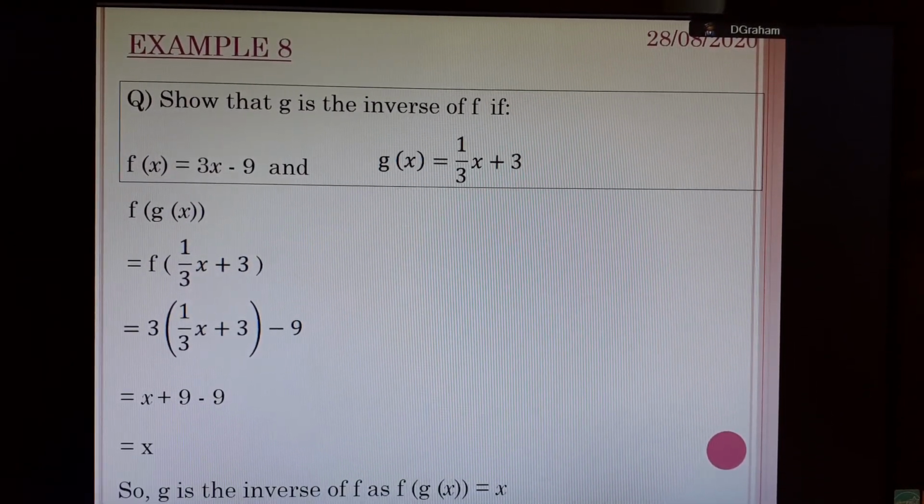So g is the inverse of f, as f of g of x is equal to x. Equally, if you had done g of f of x, you would have also got x as your answer because they are the inverses of each other.